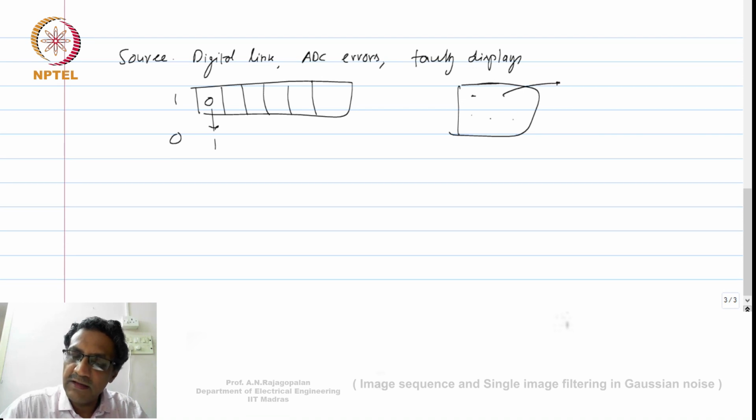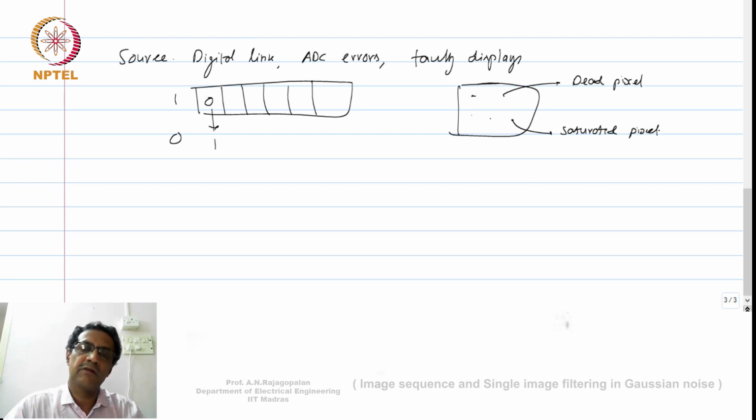These could be either a dead pixel, which means that irrespective of whatever signal you input, it will always remain dark, or a saturated pixel, which irrespective of the input intensity or signal strength remains saturated. So even if you have a faulty display, that kind of image you can again model through impulse noise.